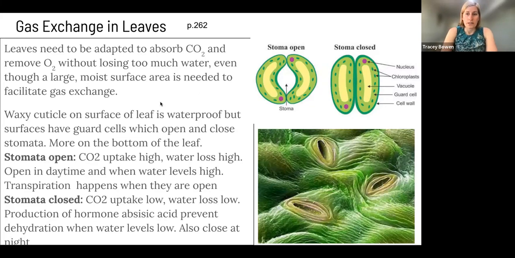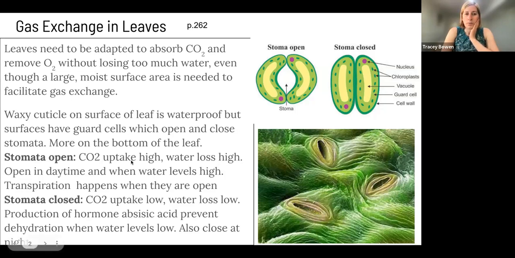So plants have a few adaptations that help them deal with this, and these are going to look different in different ecosystems. So obviously in a desert ecosystem, this is going to look different than it would in, let's say, Finland. So waxy cuticles on the surfaces of leaves are waterproof, and so they're going to prevent evaporation from the surfaces of the leaves. This is on the top and the bottom surface of the leaf. And then they have guard cells, which are going to open and close the stomata. They tend to have more stomata on the bottom of the leaf because that's out of direct sunlight. So it's going to get less hot on the bottom surface of a leaf.